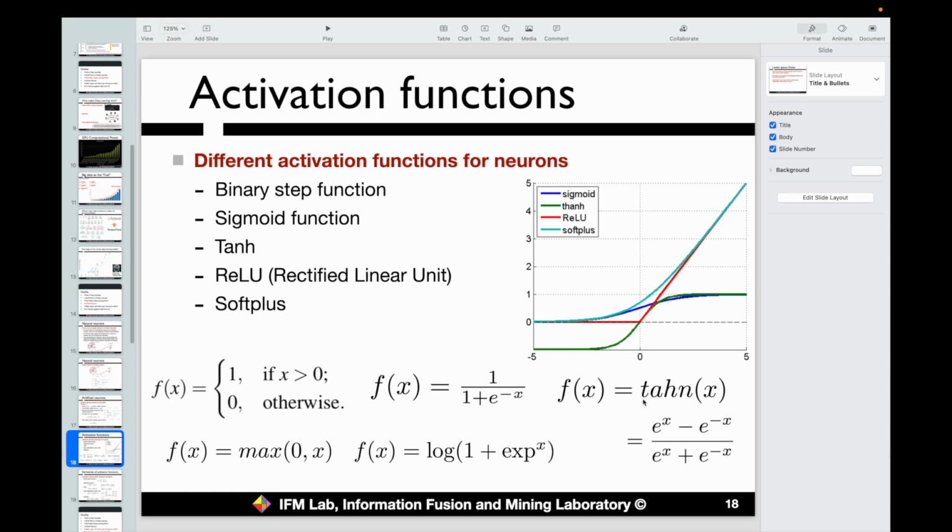For f(x), its tangent function will be defined as (e^x minus e^(-x)) over (e^x plus e^(-x)). And we provide the curve of the tangent function by the green curve. When we have x equals 0, it will be equal to 0, right? And when we have x which is less than 0, it will approach negative 1. When we have x larger than 0, it will approach 1 instead, right?